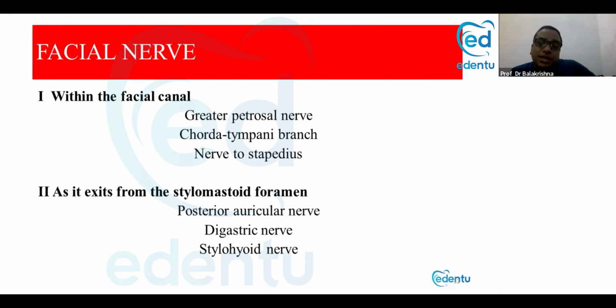Coming to the seventh cranial nerve, very important, the facial nerve. Again, it has got 3 to 4 parts. Within the facial canal, it has 3 sub-branches. So if someone asks you, what is chorda tympani nerve? It is a branch of the facial nerve which arises in the facial canal. As it exits from the stylomastoid foramen, you have again posterior auricular, digastric, stylohyoid. When you hear it for the very first time, it may look very complicated. Why so many branches and all? But when you write the notes and study, it is very, very easy.